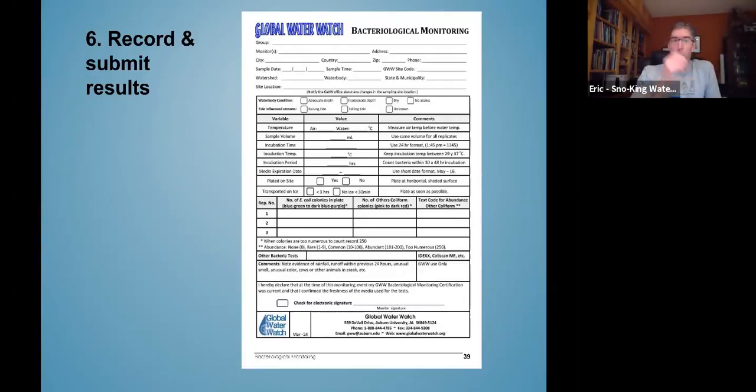So once we've done our counts, then we record it on this data sheet. And so you can see all the different things that we record on the data sheet: information about the monitor or the site, the water body conditions, air and water temperature, what was our sample volume, how long did we incubate it. The incubation time is what time did you start incubating it, and we put that down as the time when you plate the sample as your incubation time. And what was the temperature, how long.